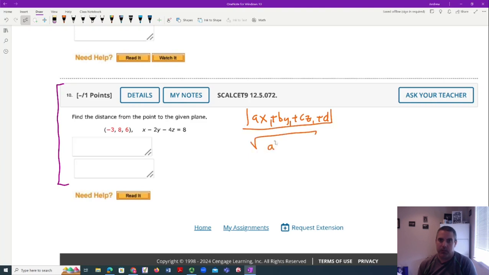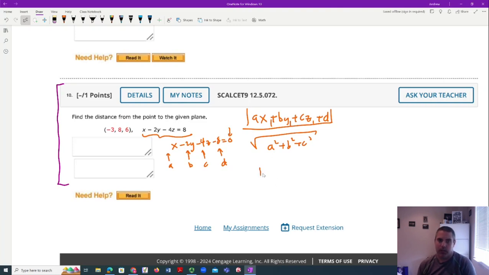But in order to use it, we have to have the equation in the form that matches. This doesn't quite match because the 8's on the wrong side. So you need to write it this way: minus 8 equals 0. And then you say, okay, this is A, which is 1. This is B, negative 2. This is C, negative 4. And this is D. And the surprising thing is you just plug your point into that equation. It's not going to be 0, otherwise it would be on the plane.